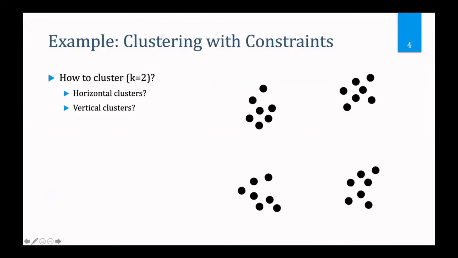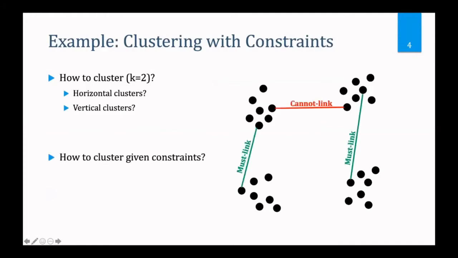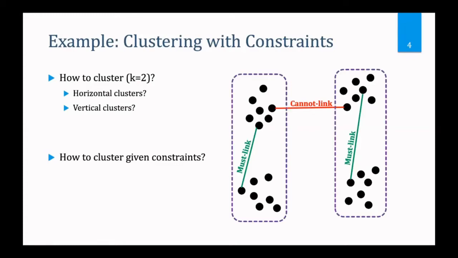Consider the following example for clustering with constraints. We are given a set of 2-dimensional data points and we are asked to cluster the dataset into 2 clusters. It is not clear if it is better to use 2 horizontal clusters or 2 vertical clusters. Now imagine we are given the following constraints: 2 must-link constraints and 1 cannot-link constraint. In this scenario, it is clear that the best solution is to use 2 vertical clusters.